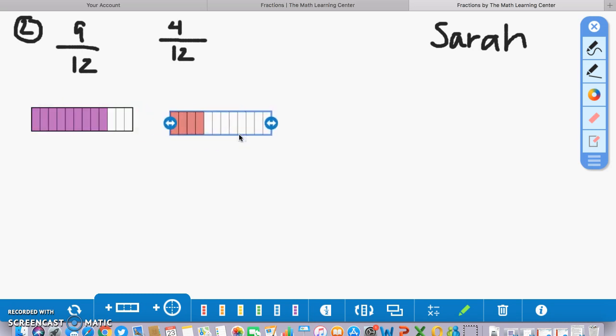So now that we know that 9 twelfths is greater than 4 twelfths, we need to plug in our sign. So since we know that 9 twelfths is greater and the sign needs to be open to the bigger fraction, like that, it reads that 9 twelfths is greater than 4 twelfths.